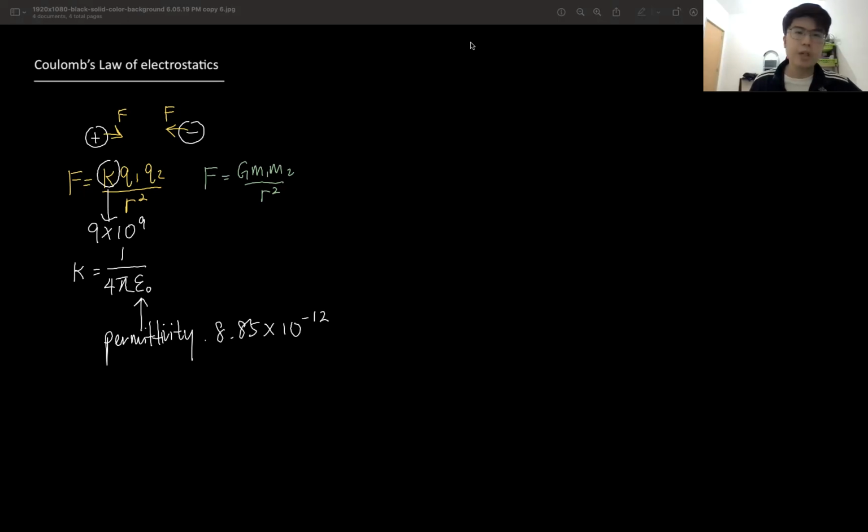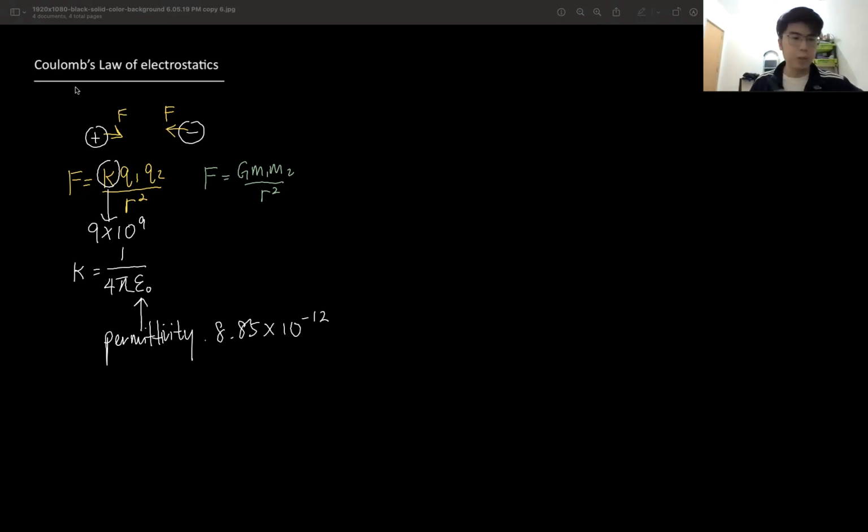Okay, if I know the charges Q1, Q2, and I know the distance of separation, I can calculate the force that is pulling these two particles towards each other. And the force is the same. If this one has a bigger charge and this one has a smaller charge, both will experience the same force. It doesn't mean that the bigger one will experience a bigger force. No, it's the same.